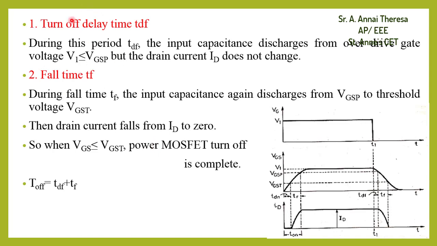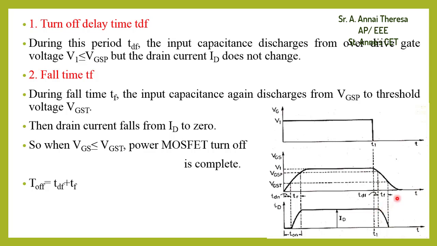First is the turn off delay time. In this time, what will happen? The gate source voltage decreases from V1 to VGSP, the peak gate source voltage. But the drain current is constant. There is no change in the drain current. That is the turn off delay time.